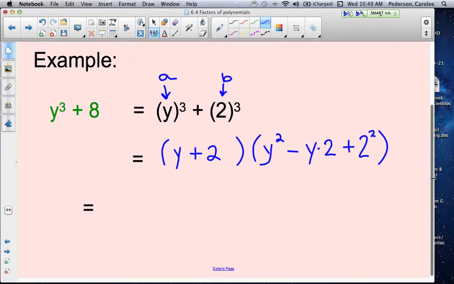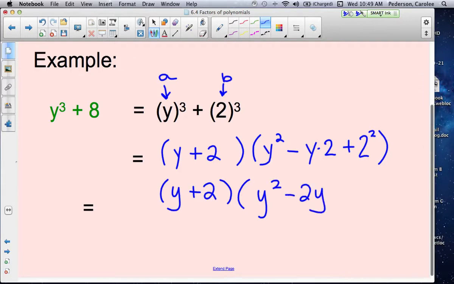Now I'll just go ahead and clean up that second parenthesis. So y plus 2, and then y squared. Negative y times 2 is negative 2y. And then 2 times 2 is 4. And that's how you do the sum of cubes.